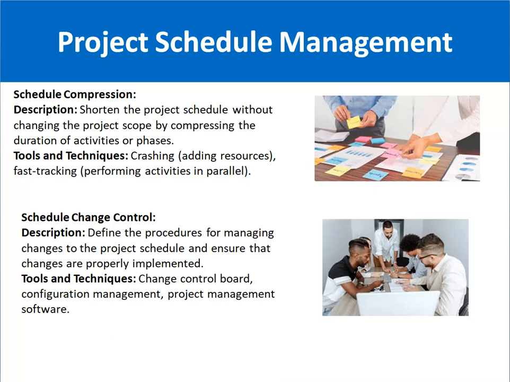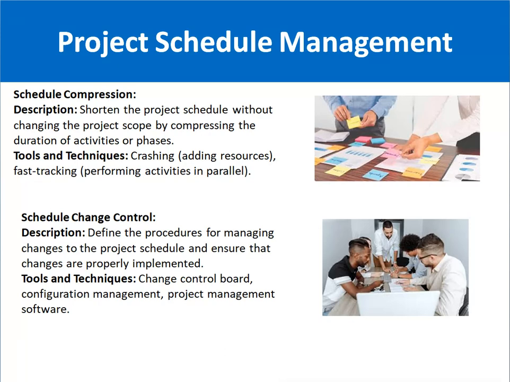Next is schedule compression, which means that once the schedule has been made, you have to see how you can compress the schedule without changing the project scope. That means you can crash the project. Crashing means that you can add a few more resources so that the time could be reduced. You can use fast tracking. That means you can see what activities can be done in parallel. So crashing and fast tracking are two techniques for schedule compression.